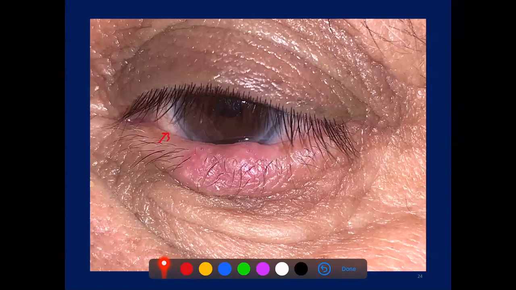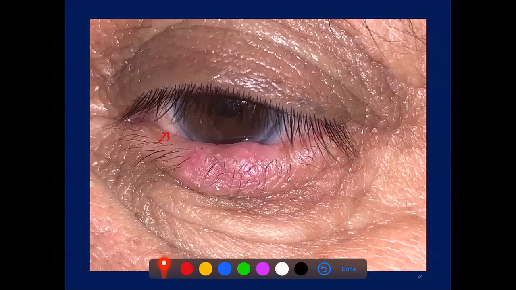Yeah, mucocutaneous junction. So this way you know the extension of any nevus or cyst or mass by applying this anatomy. And also when you have lid malposition, either entropion or ectropion, you can quantify the severity of the degree of the lid malposition by applying this surface anatomy.